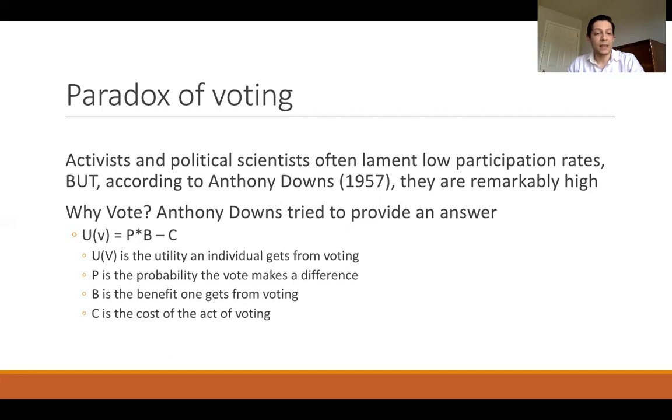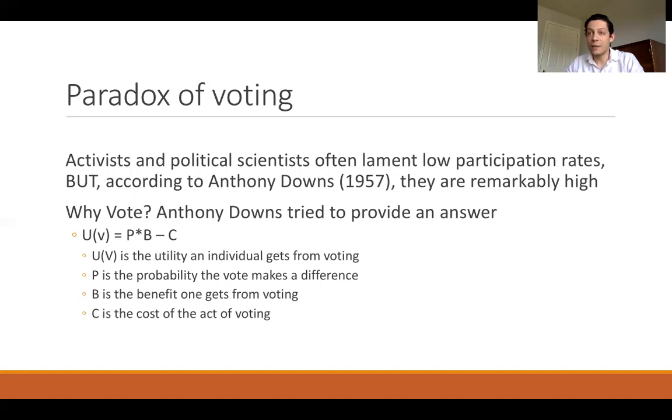U sub V is equal to P times B minus C, in which U of V is the utility that an individual gets from voting. P is the probability that the vote makes a difference in the election. B is the benefit one gets from voting. And C is the cost of the act of voting. Let me explain these terms a little bit further.